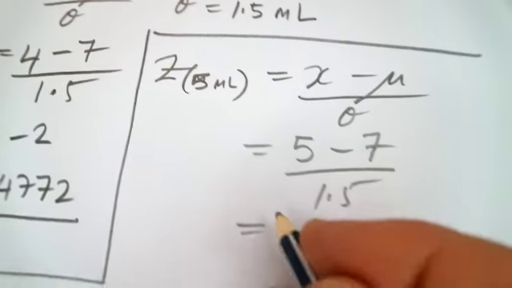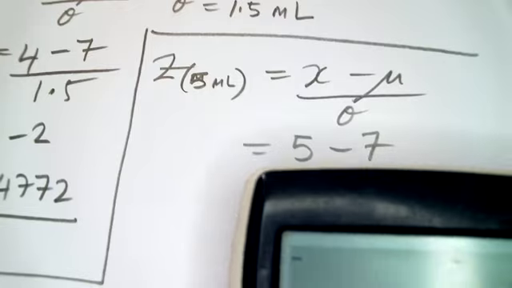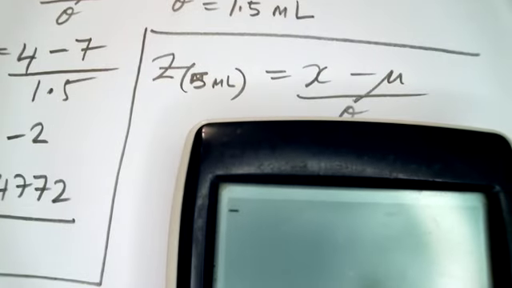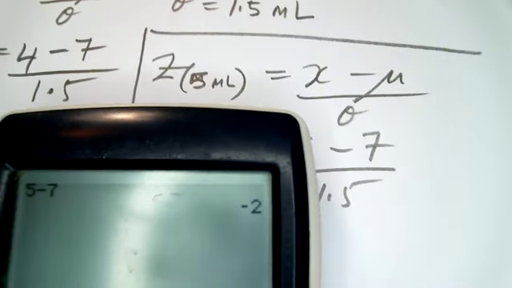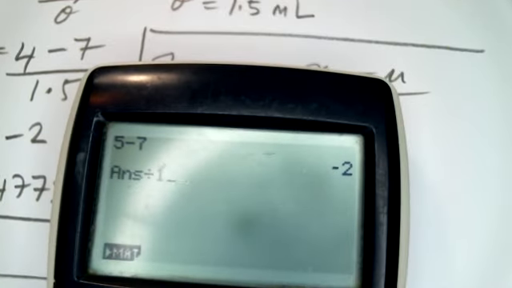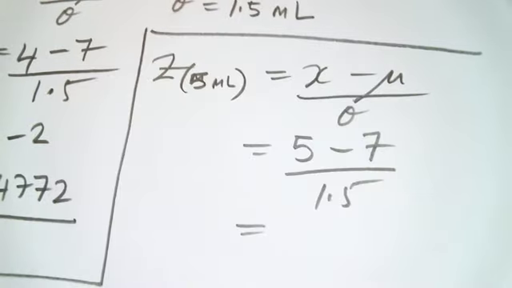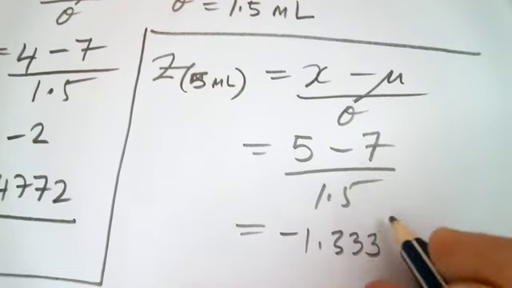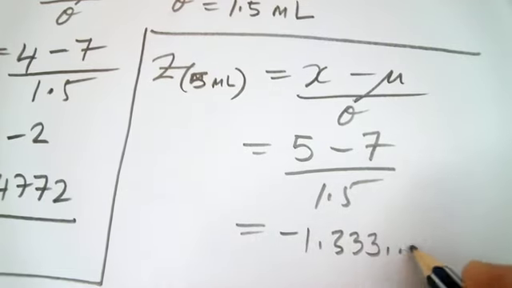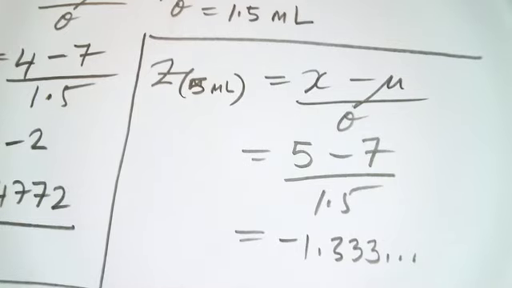So now let's have a look. We've seen this before, I think, because it's 2. So 5 minus 7, there's our 2 again. And I'm just going to divide that by 1.5. Here we are. And it's 1.3. Again, it's a -1, but we don't have to concern ourselves with that. So we've got 1.3 recurring. So we're just going to find 1.3 recurring.